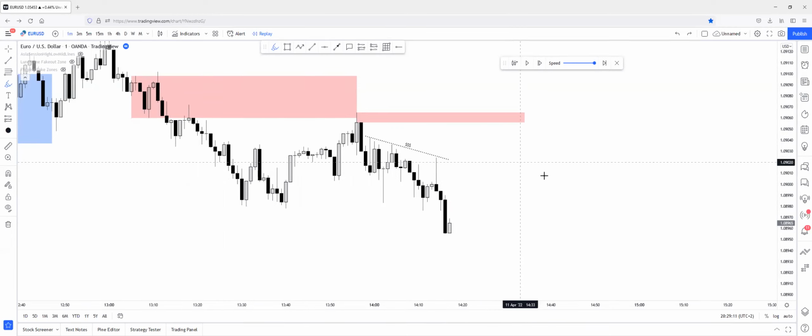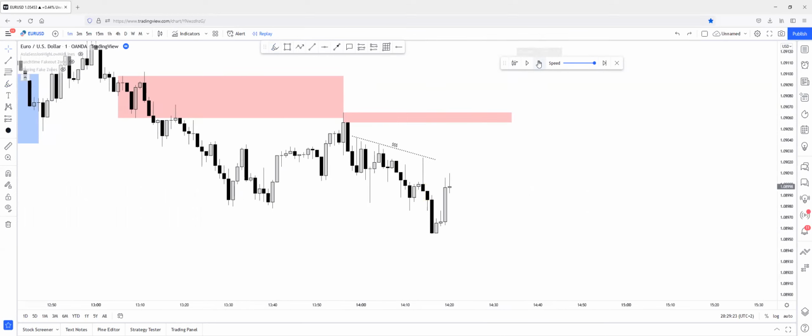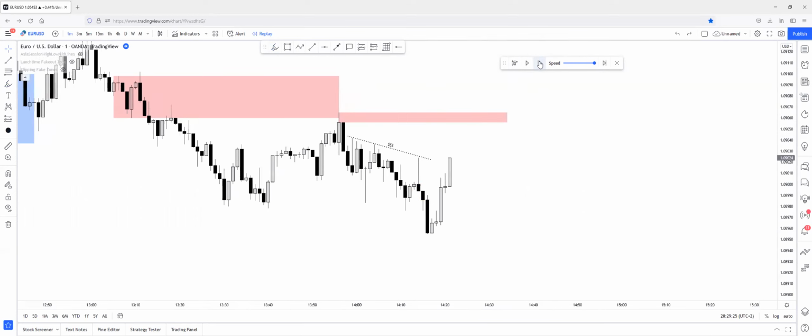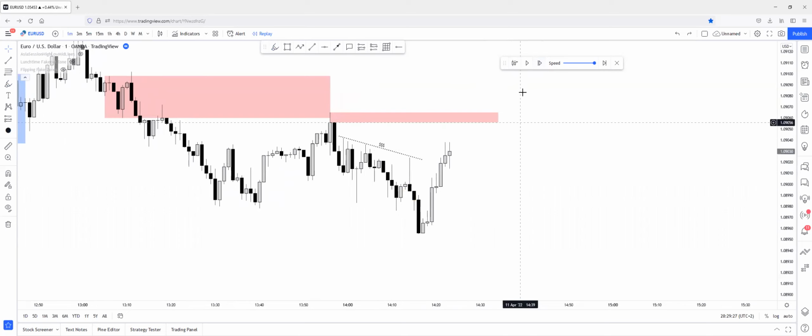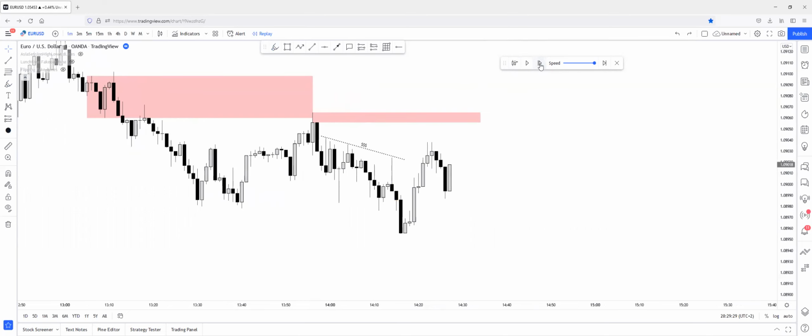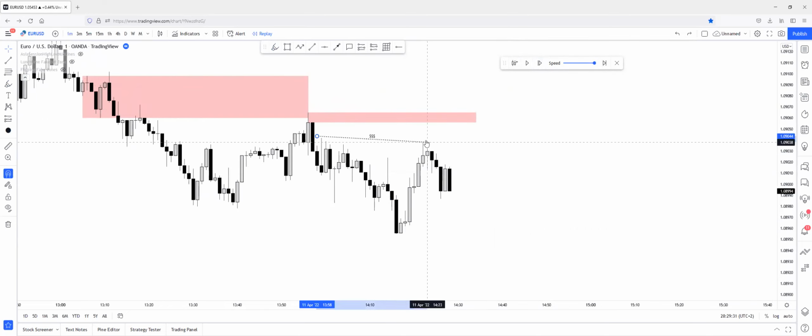So thank you. Okay, so I wouldn't really consider this zone as a supply zone because yeah, it's not really good for me. So let's just play a price forward. And that supply zone has been swept, as you can see. More liquidity is being created. More liquidity has been created, as you can see.